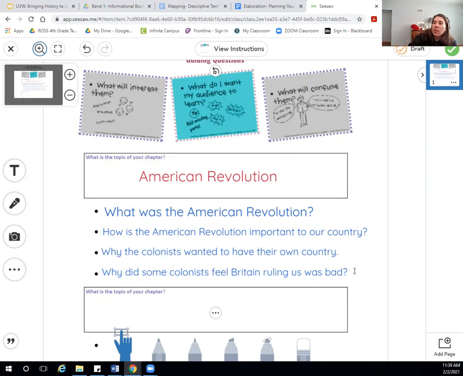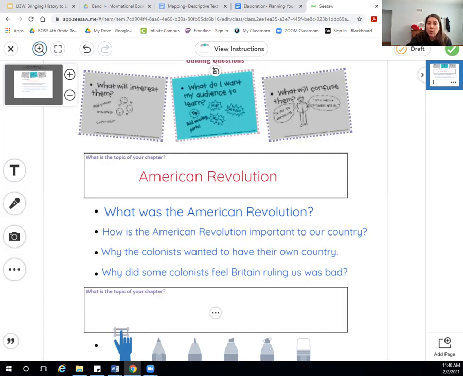And then why did some colonists feel that Britain ruling us was bad? That could be confusing too. What was so bad about that? So those are some things that I want to keep in my mind so that when I start writing, I can include that in my writing. I'm also going to do that for my chapter 2.